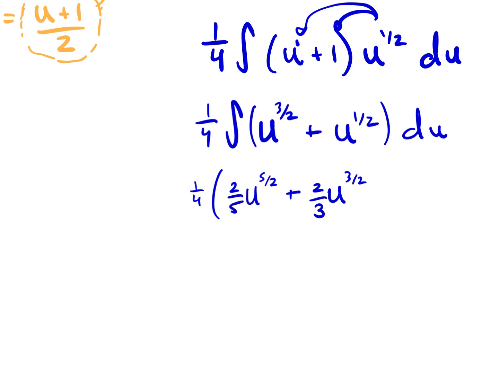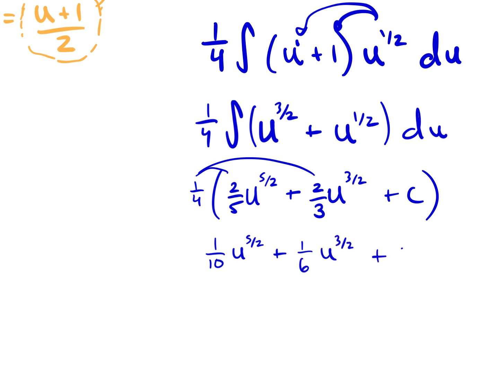What do we need to include? Plus c, perfect. So then I'm going to distribute that 1/4. We don't really distribute it to c because c is just a constant. So we wouldn't call it 1/4 c because c is just a constant c. So 1/4 times 2/5 would be 1 over 10 u to the 5/2 power, plus 1/4 times 2/3 would be 1 over 6 times u to the 3/2 power plus c.